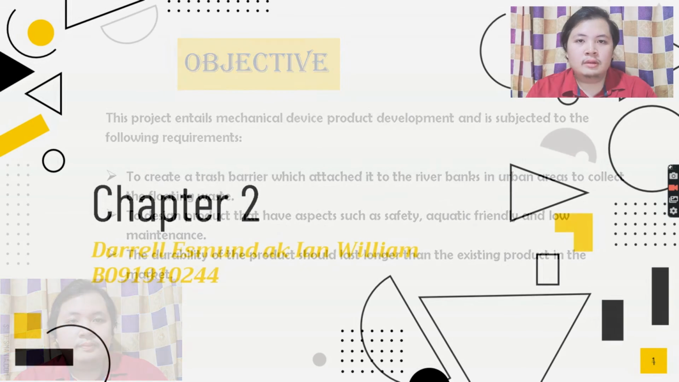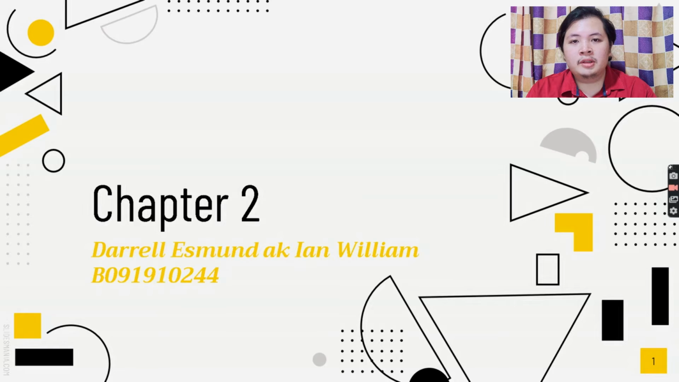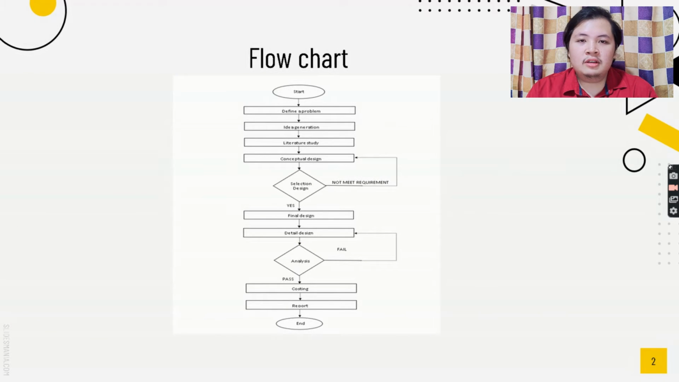So now I'm going to explain about Chapter 2. As you can see from the slide, this is our flowchart. We start by defining a problem, and then we generate ideas from the problem. Next we did some literature study, and we did some conceptual design. There are three design concepts that we did, and we picked one. We also did the final design by using SolidWorks and analyzed it.